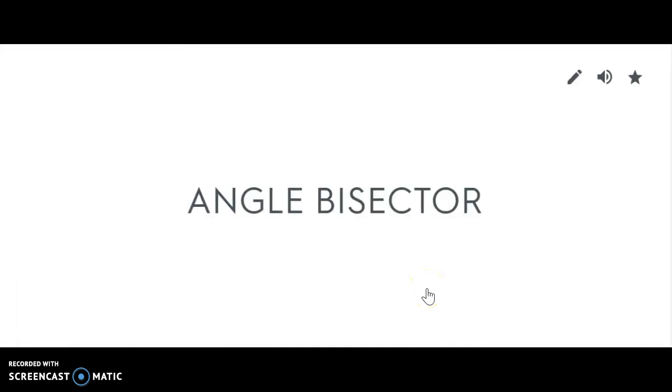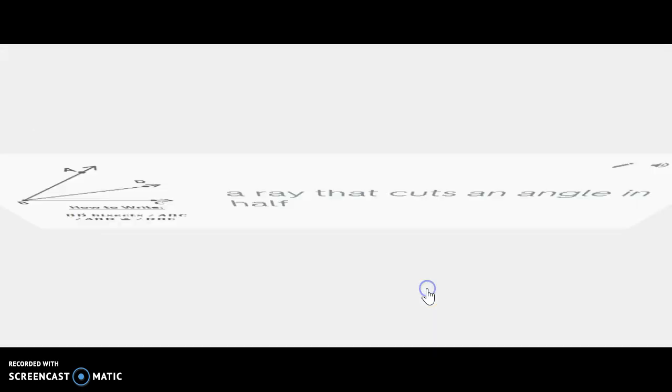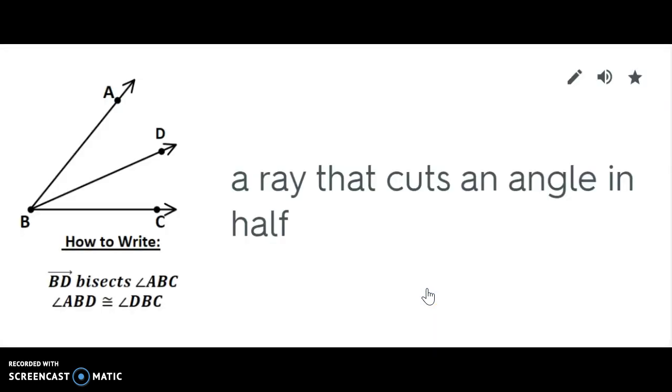Angle bisector, well, that's kind of what it sounds like. Remember, bisect is to cut something in half. So an angle bisector is a ray that cuts an angle in half. So this cut it in half.